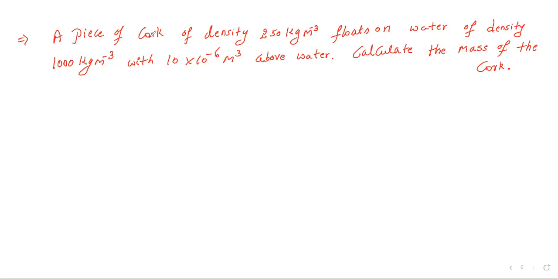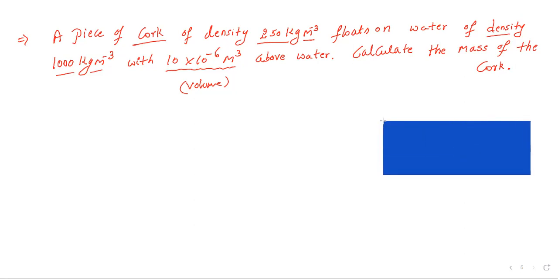Next problem. A piece of cork of density 250 kg per meter cube floats on water of density, water density is given, with 10 into 10 power minus 6 meter cube. This is the volume. So this much of the volume of a cork is floating above the water. Now we should find out mass of the cork. Understood?